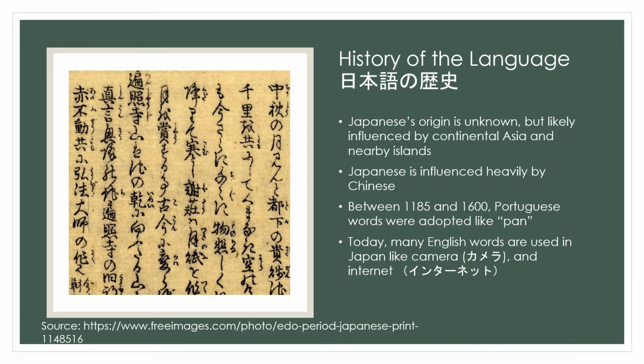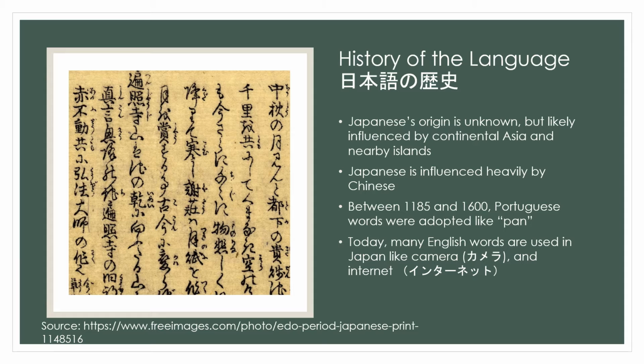So where does Japanese come from? Here's some stuff about the history of the language or Nihongo no rekishi. Japanese's origin is unknown but likely influenced by continental Asia and nearby islands. Japanese is thought to have been brought to Japan by settlers from continental Asia and Pacific Islanders in the early to mid 2nd century BC.